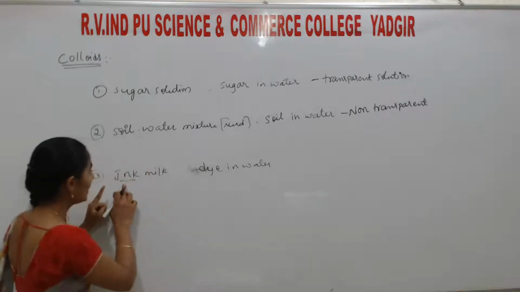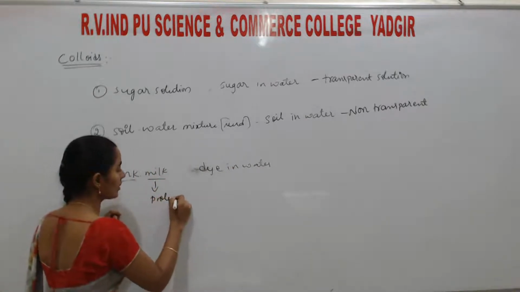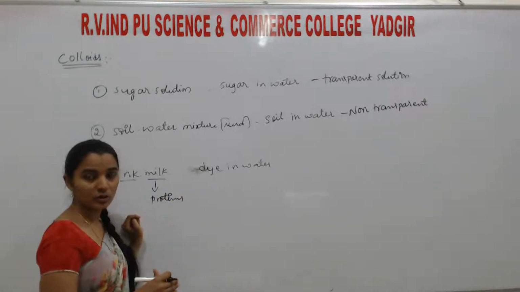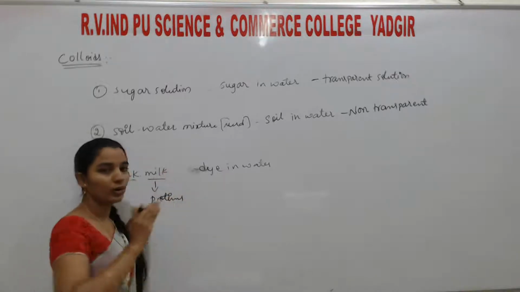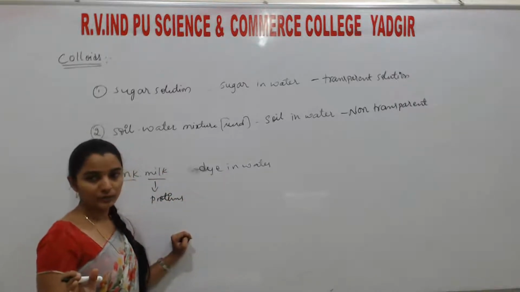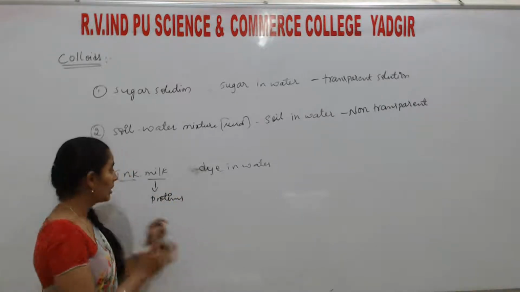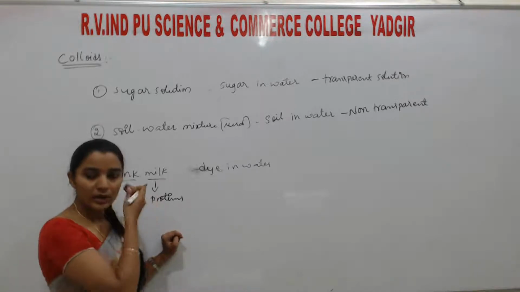And the next ones are ink and milk. In milk, you know, proteins are there, calcium, metals, and vitamins are there, everything is there, even though it simply looks like a white-colored liquid. In ink, blue color ink, or black color ink also, assume.